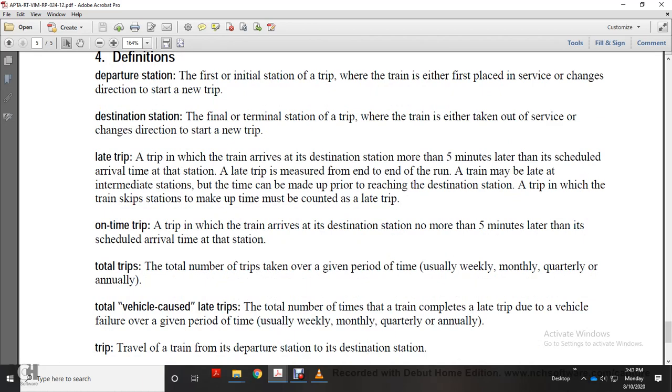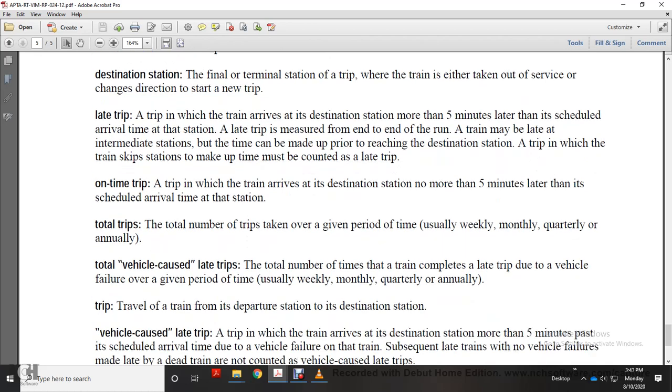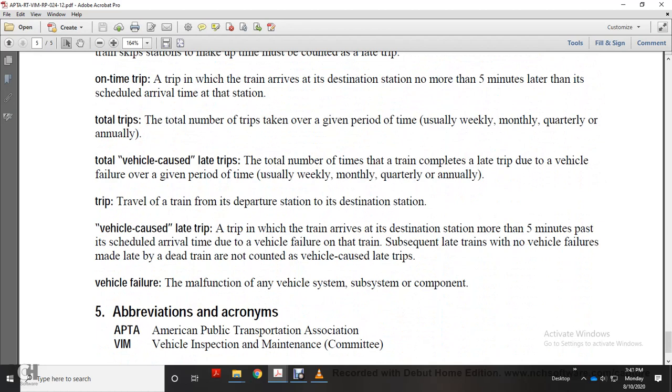Total trips: the total number of trips over a given period of time, usually weekly, monthly, quarterly, or annually. Total vehicle-caused late trips: the total number of trips completed late due to vehicle failure over the given period, usually weekly, monthly, quarterly, or annually. Trip: travel of the train from the departure station to the destination station.